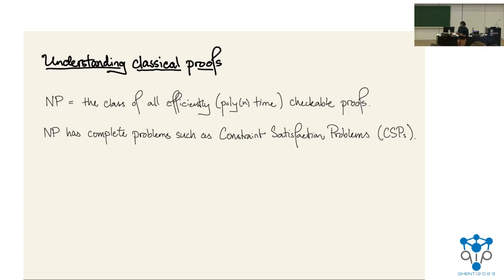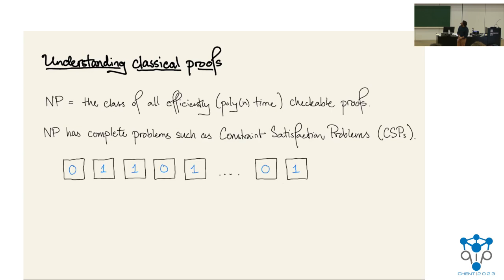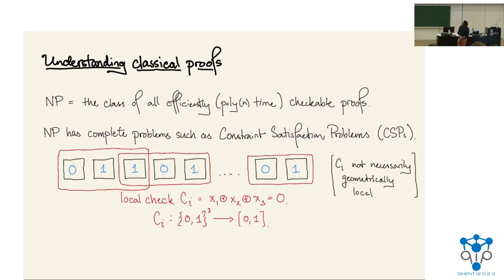It's so structured that there's a complete problem called constraint satisfaction, which basically says you can always write your proof down in a very nice logical manner, such that it looks like a sequence of bits, and there are these very local checks. Each local check is some function C_i. It could be something as simple as taking the parity of the three bits involved, or it could be something more general.